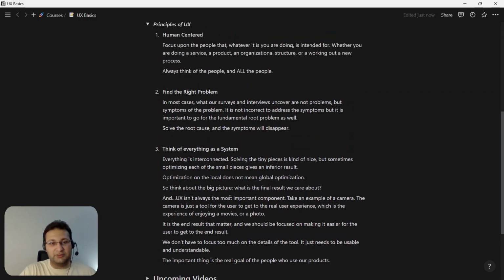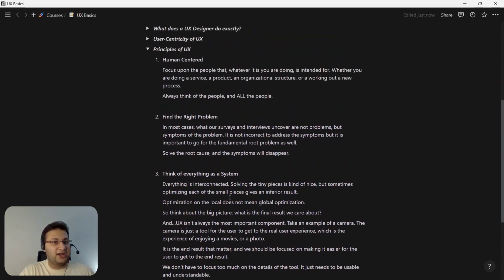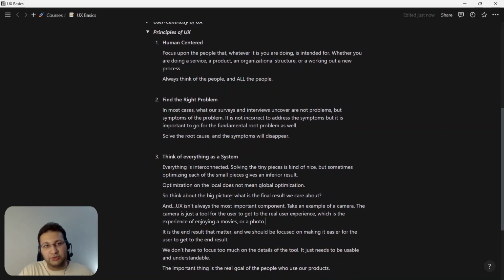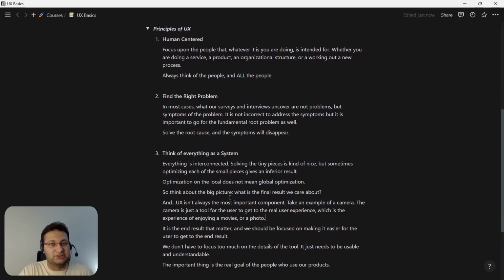So that is the third UX principle. These are the three core UX principles you need to be mindful of when building or working in this discipline. There are a lot more. You can search them on your own time, but these are the core ones which I wanted to share with you all.